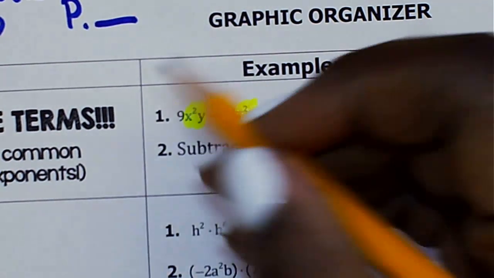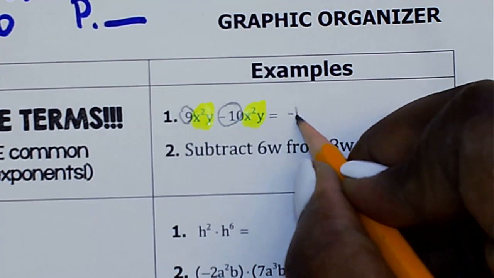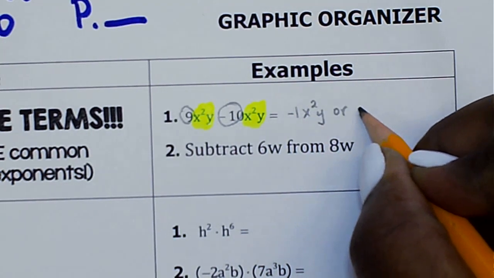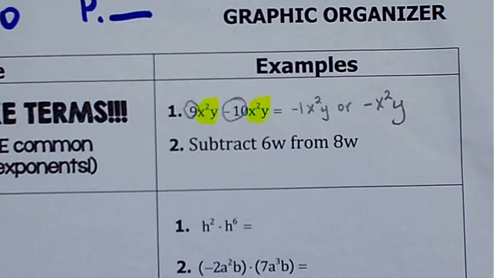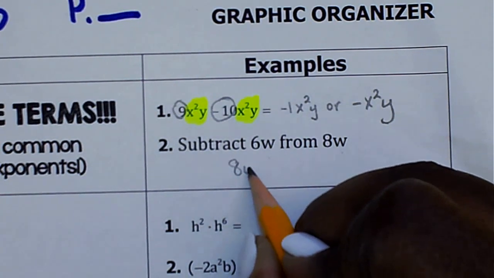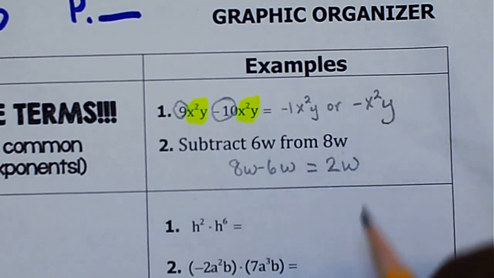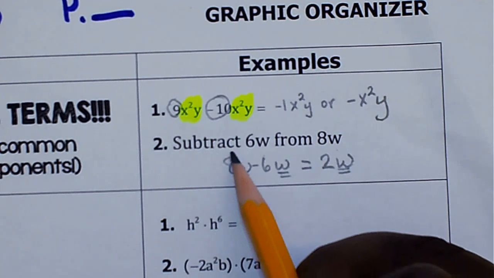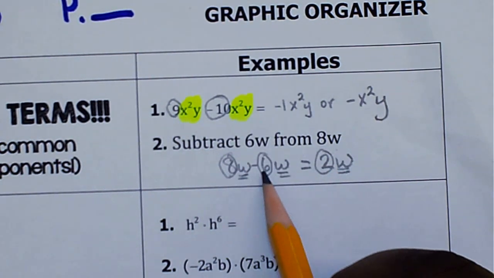So what I'm going to do is say, what is 9 minus 10? 9 minus 10 is a negative 1. So I have a negative 1 x squared y, or it can be written as a negative x squared y. So that's what it's equal to. This statement says subtract 6w from 8w. That means 8w minus 6w, which yields 2w. Notice the variable didn't change. I just dealt with the coefficients. 8 minus 6 is 2.